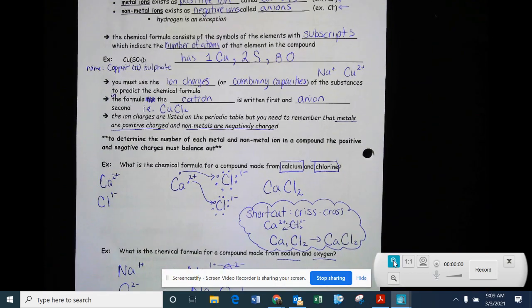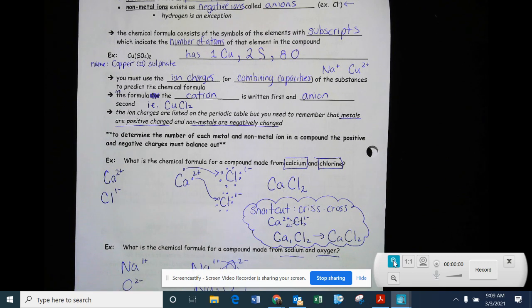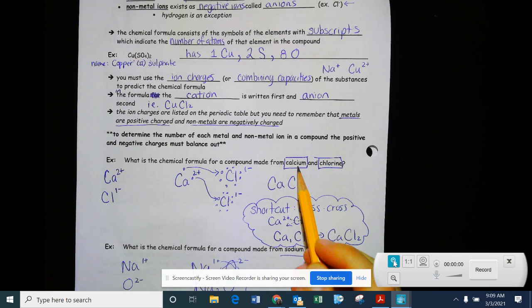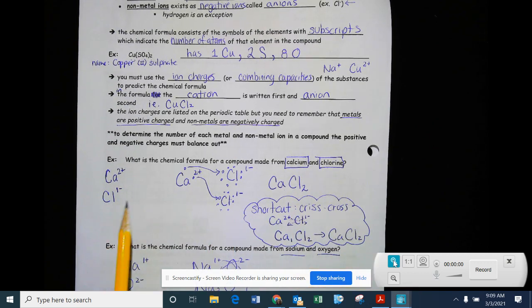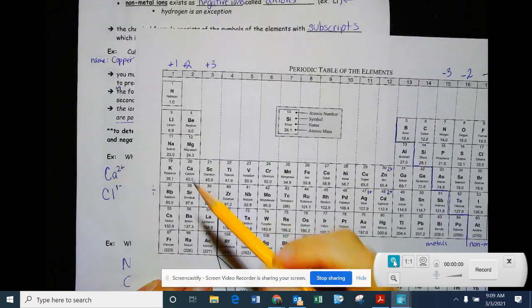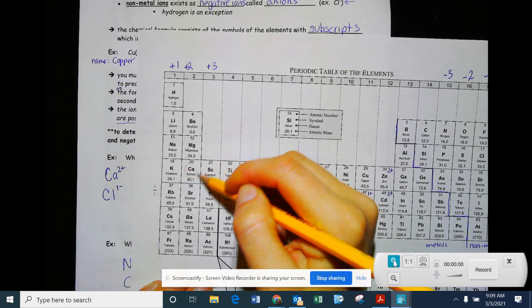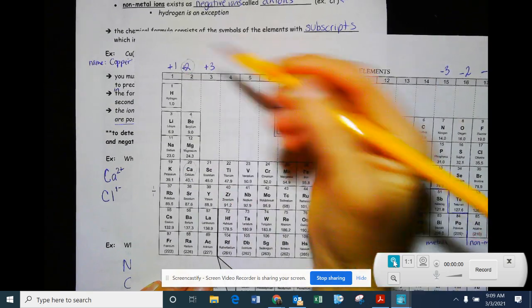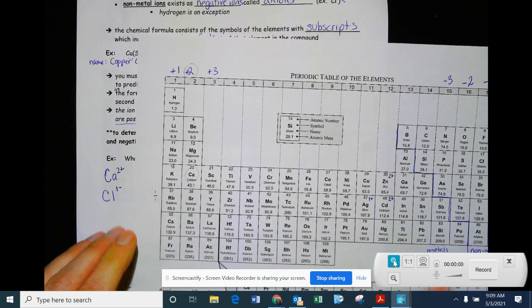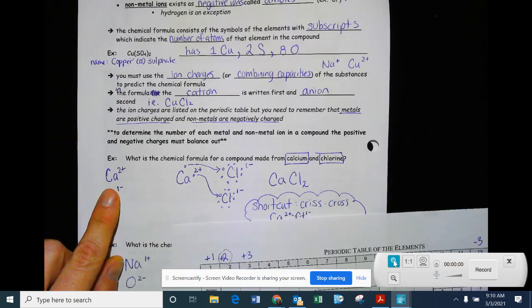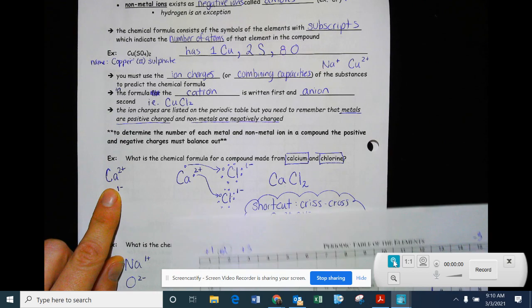Okay, and then we were just getting into how to actually create the formula when we're given different compounds. So, for example, we were given calcium and chlorine. We figured out using our periodic table that calcium is in this row, which has positive 2 charges when it's an ion. So it gives away 2 electrons. So we wrote down the ion of calcium, which is Ca2+.